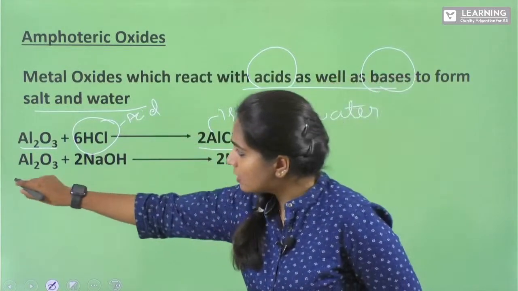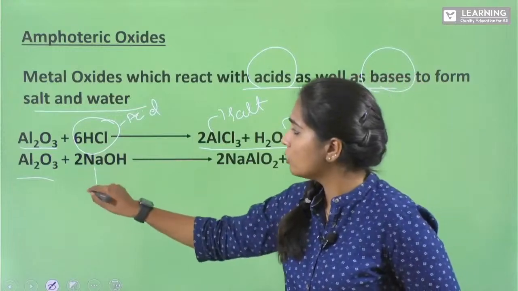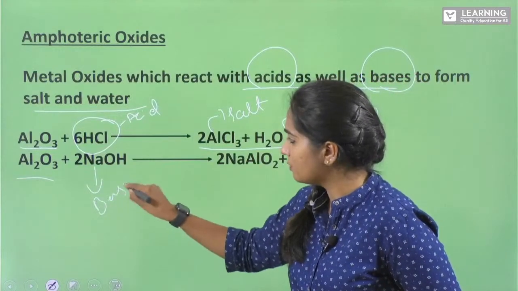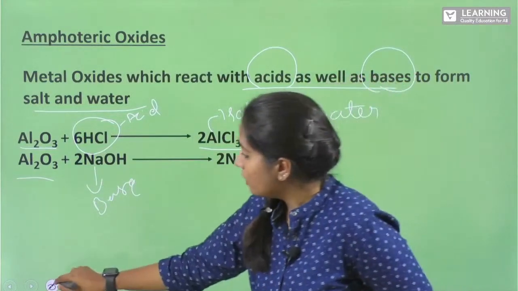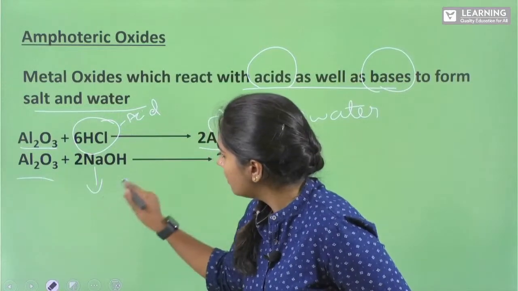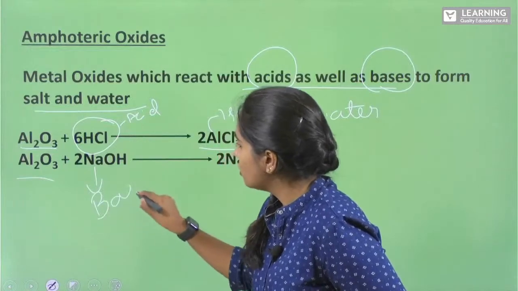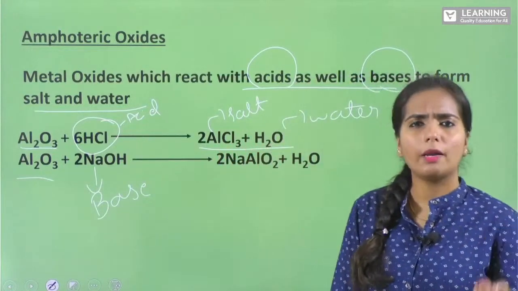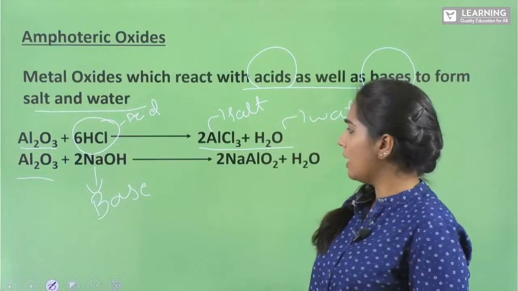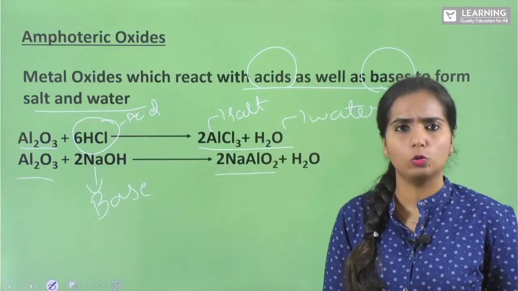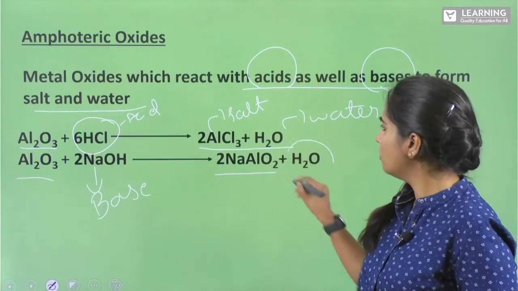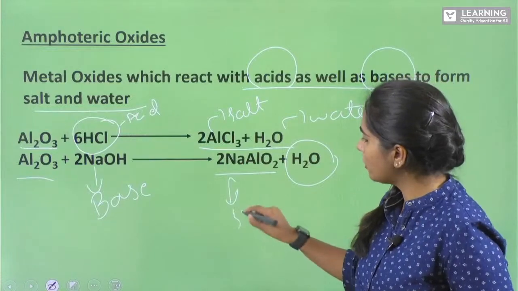Followed by, we are taking the same Al2O3 and treating it with a base. So when our metal oxide is reacted with a base, we are getting NaAlO2 with the formation of water. Again, this is the salt.